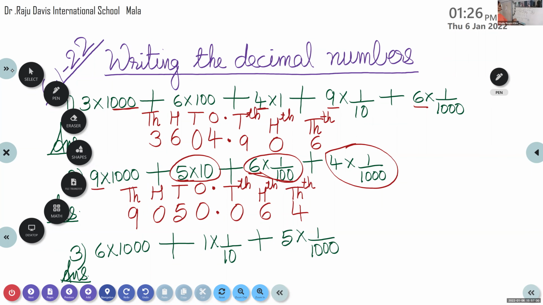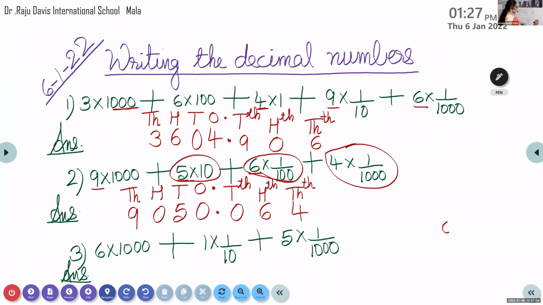Okay. Now the last one. Last one I'm going to write here: ones, tens, hundreds, thousands. Put a point and write the other places, tenths, hundredths, and thousandths. Good dear. Now I'm moving to the next person. Let me see to whom I did not ask.